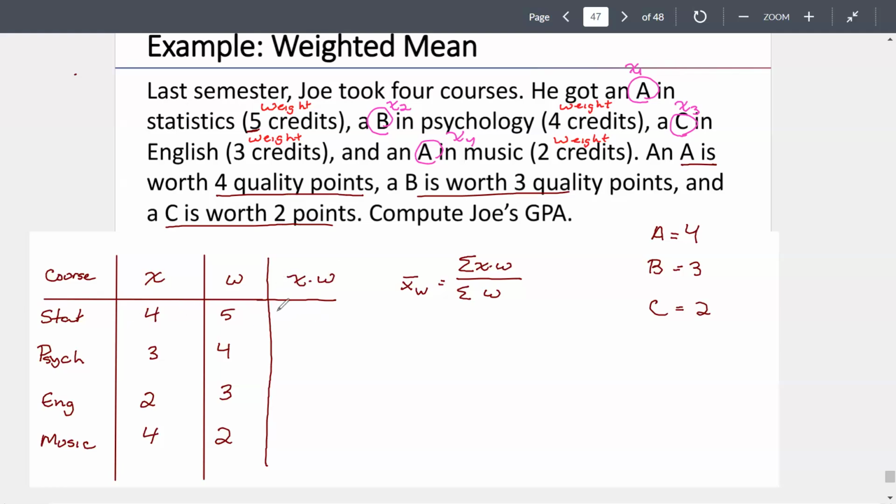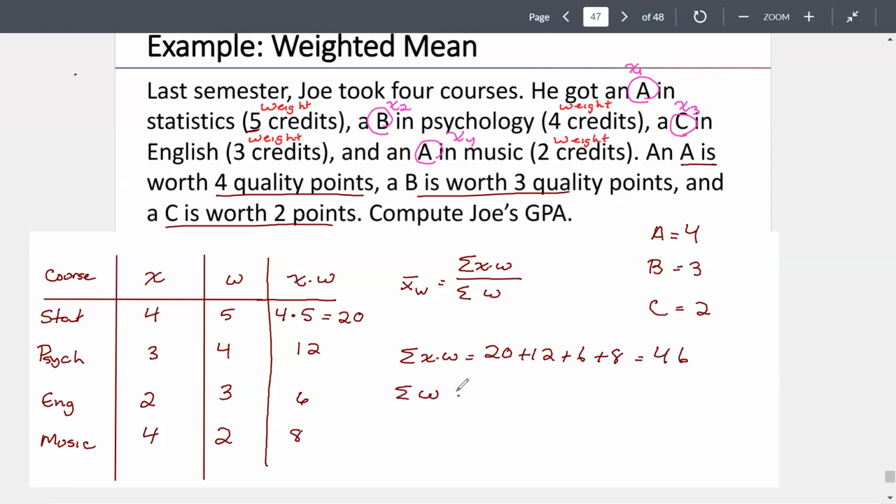So what we have here is X is 5. It's a grade of a 4, but weights 5. So that's going to have a total of 20. Psychology will be 12. English will be 6. And music will be 8. So I want a summation of my XWs. So that will be the 20 plus the 12 plus 6 plus the 8. And it's going to be 46.